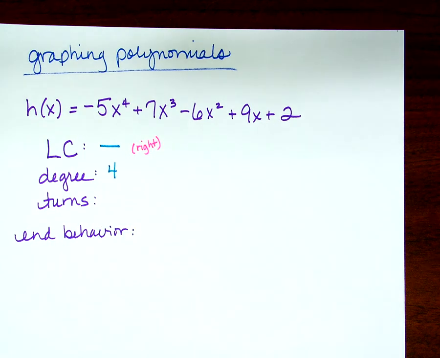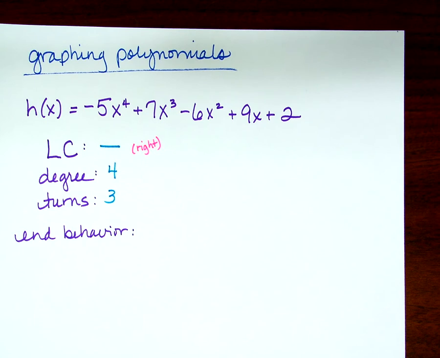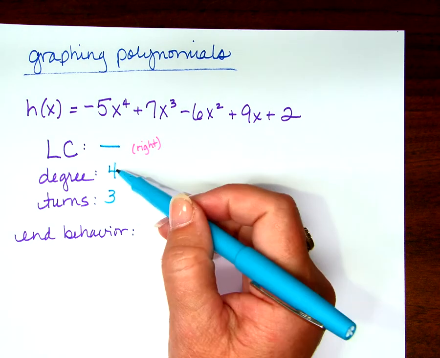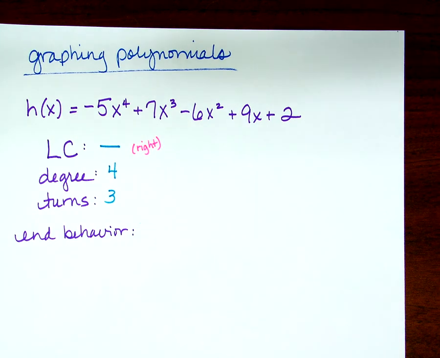Now, the possible number of turns is super hard to figure out. What's the degree? 4, subtract 1. Okay, done. 3. The number of turns is always 1 less than degree. Okay, well, what we're going to write. Technically, not always, but it's not something that has to worry us. If the degree is 4, our number of turns is going to be 3. Okay? Now, end behavior.